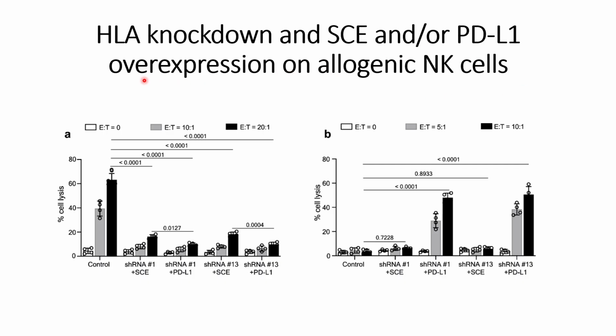So the different approaches that they have combined are this HLA knockdown on these allogenic NK cells. HLA is human leukocyte antigens, and this SCE is the customized peptides with mutations, and at the same time it also has this HLA-E part that is overexpressed, and this PD-L1 overexpression.